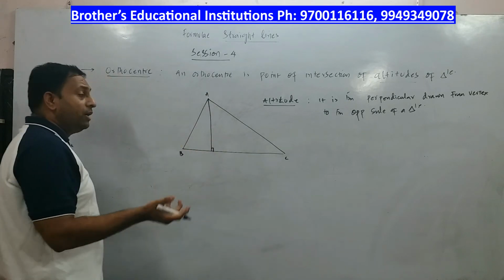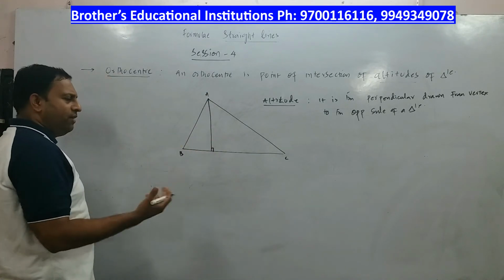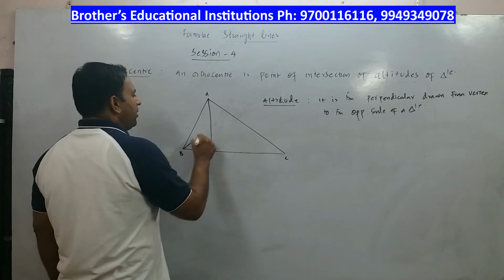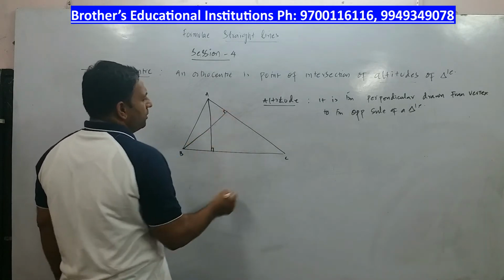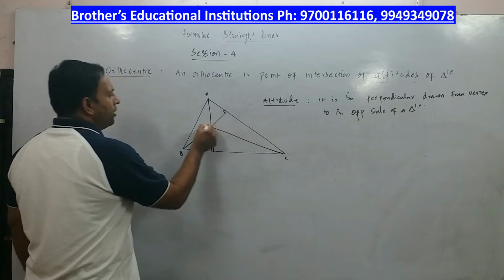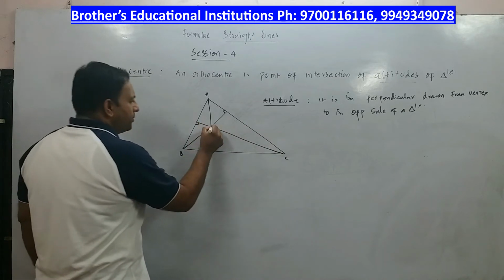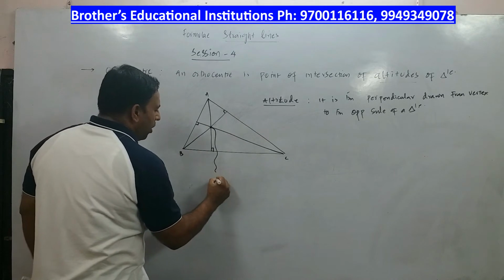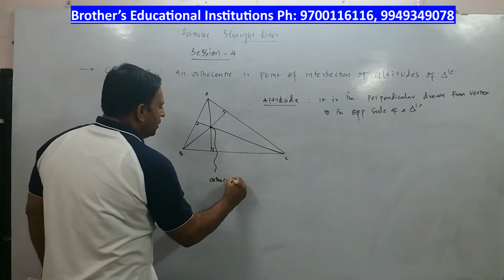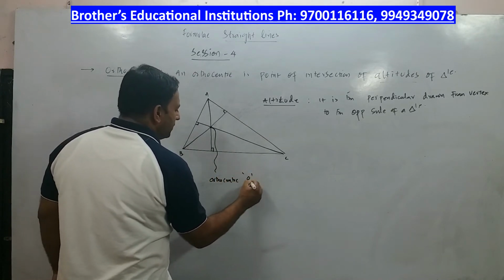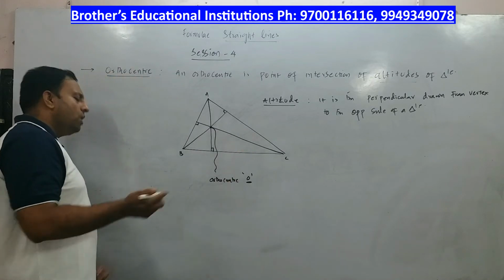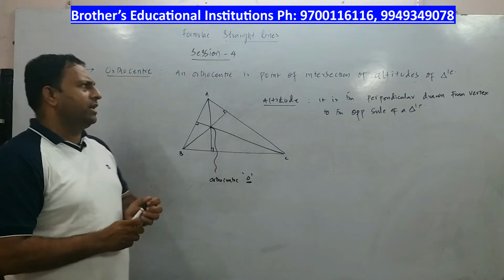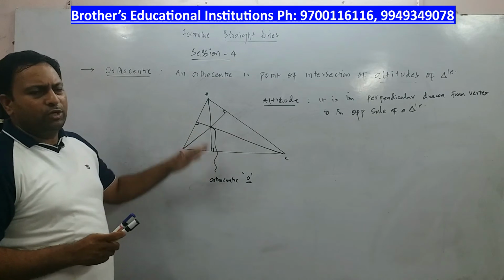Now how many altitudes can you draw? Definitely, because you have 3 vertices, 3 altitudes can be drawn. So this is the second altitude, and again from here to here I can draw the third altitude, and you can observe that they all meet at this point, and this point is called the orthocenter. Usually orthocenter is written as capital O. So how do you find orthocenter? Orthocenter is the point of intersection of altitudes of a triangle.